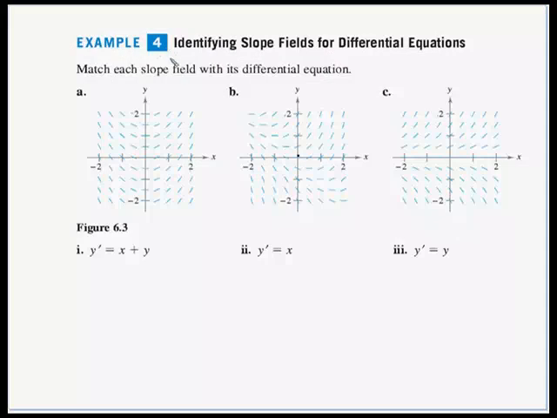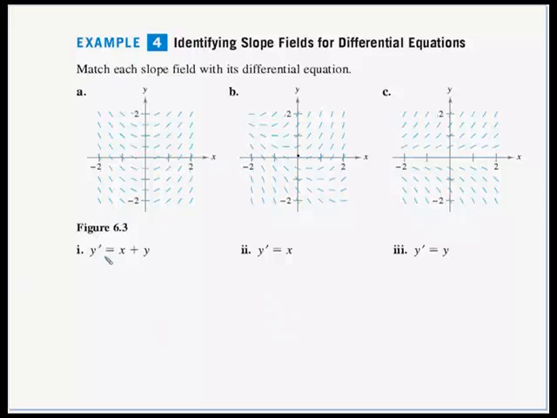Alright, here in example 4, we're going to identify slope fields for some given differential equations. It's a little matching game. Here's 3 slope fields, A, B, C. Here are 3 differential equations, 1, 2, 3. Match them up. Now, if you want, pause the video and try it yourself, and then turn it back on and check your answers.